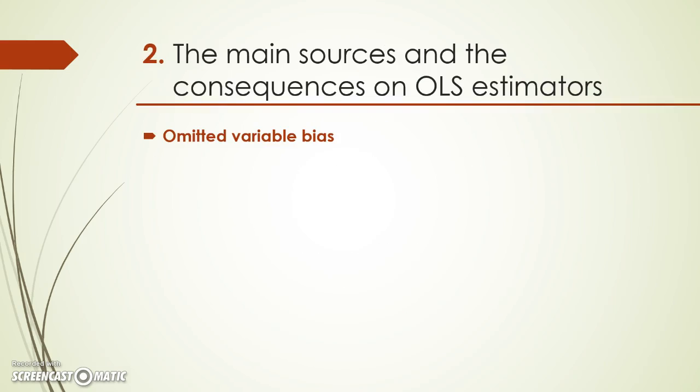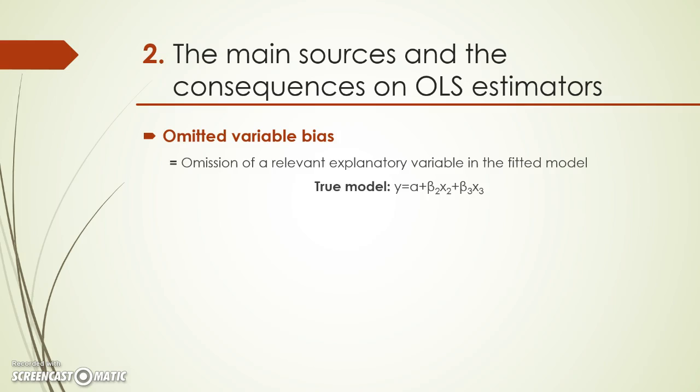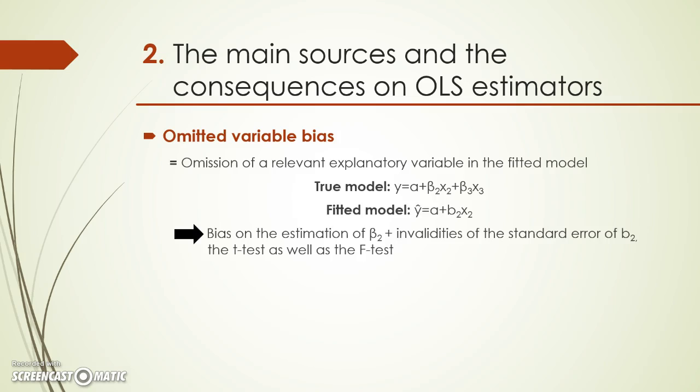There are several sources of the endogeneity problem, but in this video I will only explain the three main ones. First, omitted variable bias arises when we omit to include in the fitted model a relevant explanatory variable. Assuming, for example, that the true model is this one and that the estimations are based on the following fitted model, the omission of x3 in the model will bias the estimator and will invalidate some tests.